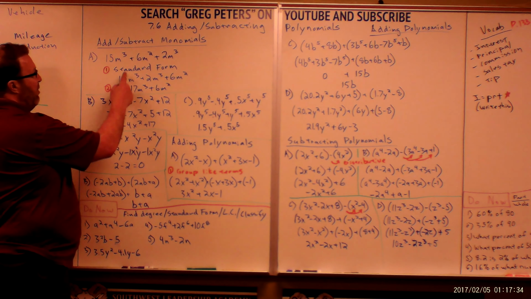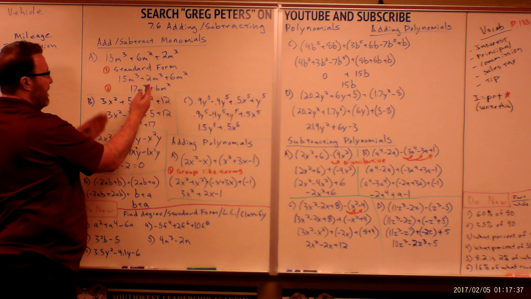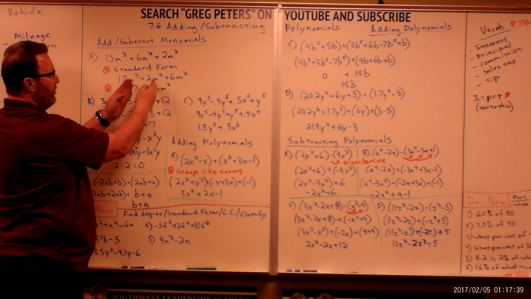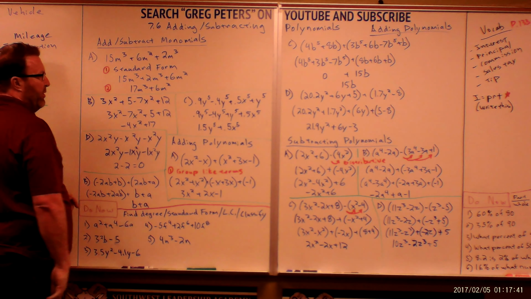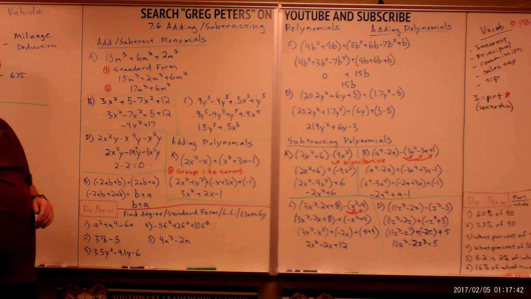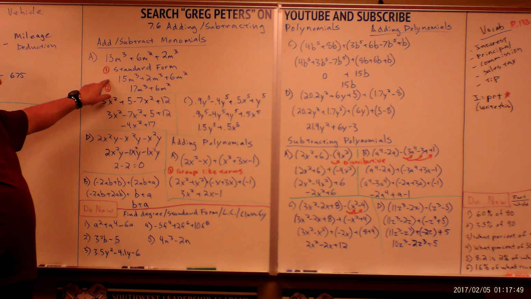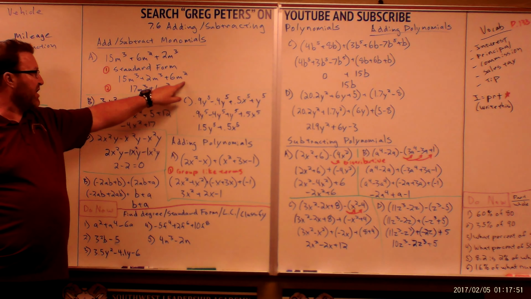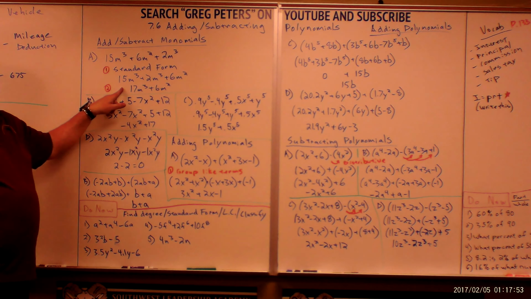So 3, 2, 3. That means we're going to list these two 3's together and then m squared. Any questions so far? These are similar to each other, right? M to the third, m to the third. So that means we can add these two together. 15 plus 2 is 17. There's nothing to add here. Okay? One more time.